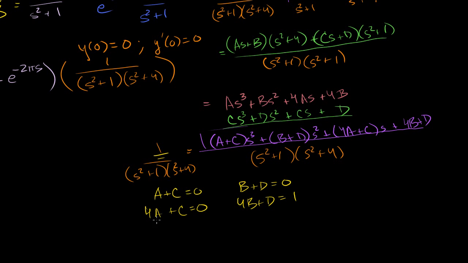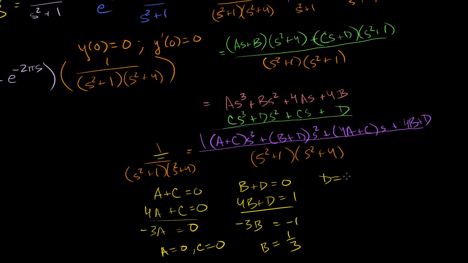So let's see if we can do anything here. If we subtract this from that, we get minus 3a is equal to 0, or a is equal to 0. If a is equal to 0, then c is equal to 0. And let's see what we can get here. If we subtract this from that, we get minus 3b, the d's cancel out, is equal to minus 1, or b is equal to 1/3. And then, of course, we have d is equal to minus b, if we subtract b from both sides. So d is equal to minus 1/3.